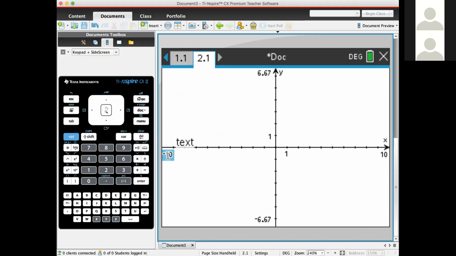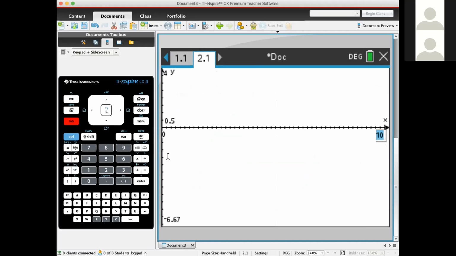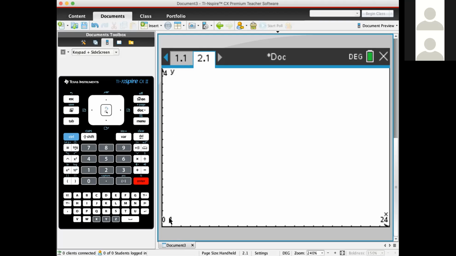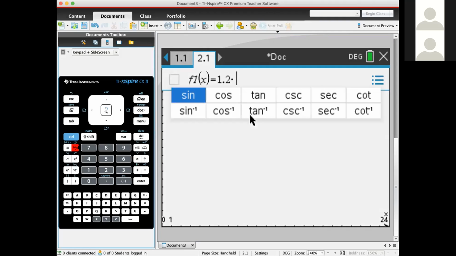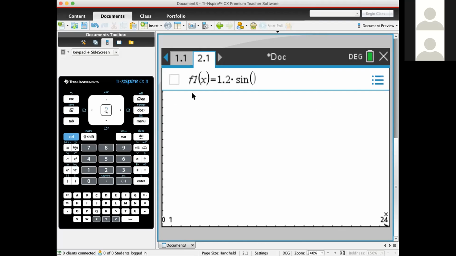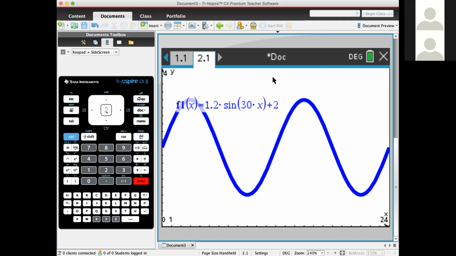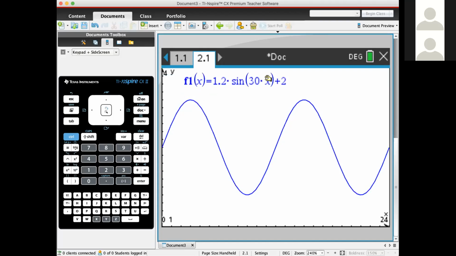So I'll make that 0 to 24, and 0 to 4 for the y-axis. That is how the graph was given, and one increment is good enough. Then I'll type in my graph as 1.2 times sine of 30t. We write it as x because our graph is in terms of x, plus 2. That's our graph, as you all can see.